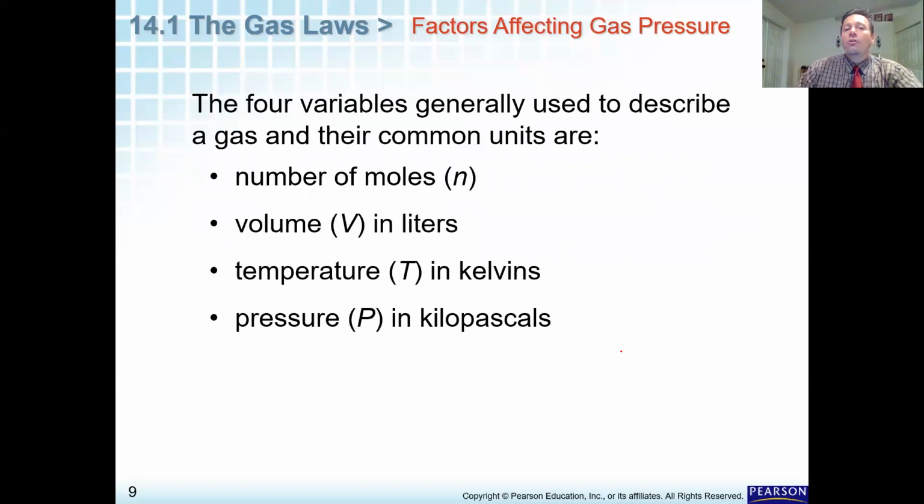All right, there are 4 variables that we are going to be using inside of chapter 14. We're going to talk about moles, which is N. We're going to talk about volume, temperature, and pressure. So we're going to be using V, T, pressure, and N. And those all are correlated, and those variables are very important when it comes to a gas and calculating gas pressure.